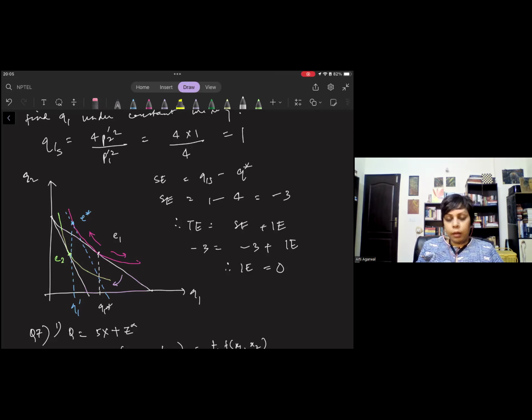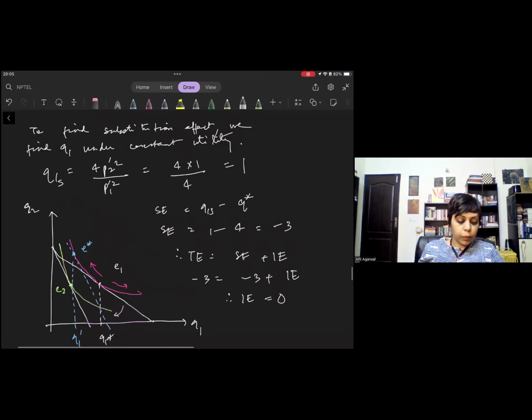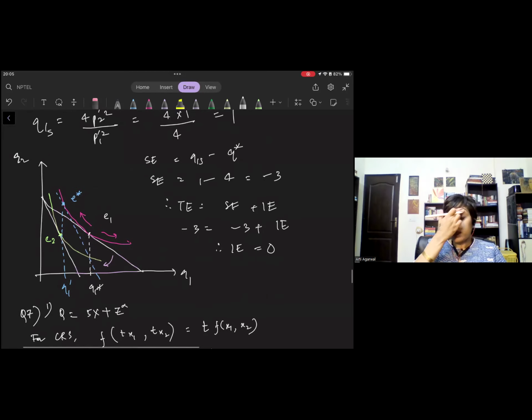Good 1 at E star, using the condition that utility is held constant. If utility is held constant, you have to remember that the income will be increased. Whatever the budget constraint was given, I don't remember what the value was, but that will not be the actual value of the budget at that point at E star. Budget will be something more, right?